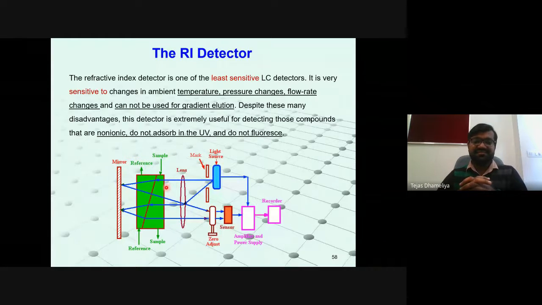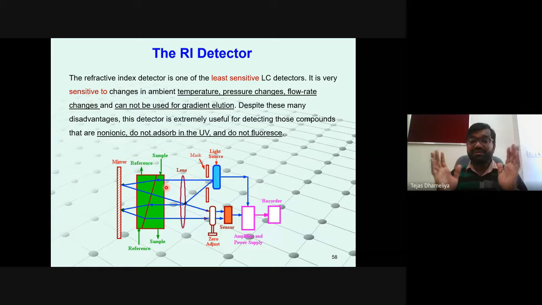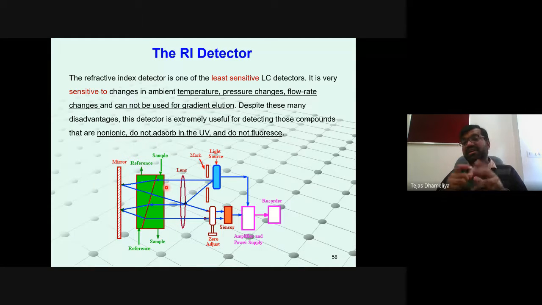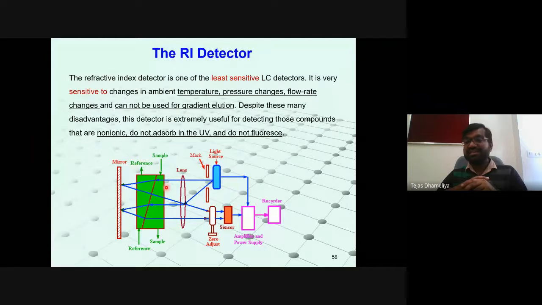Refractive index. Again, what we are doing, we are using light to sense the molecules. So maybe it is one of the detectors which is least sensitive, but very sensitive to temperature, pressure, and flow rates. It is used for compounds that do not absorb UV, which are UV inactive and fluorescent inactive.